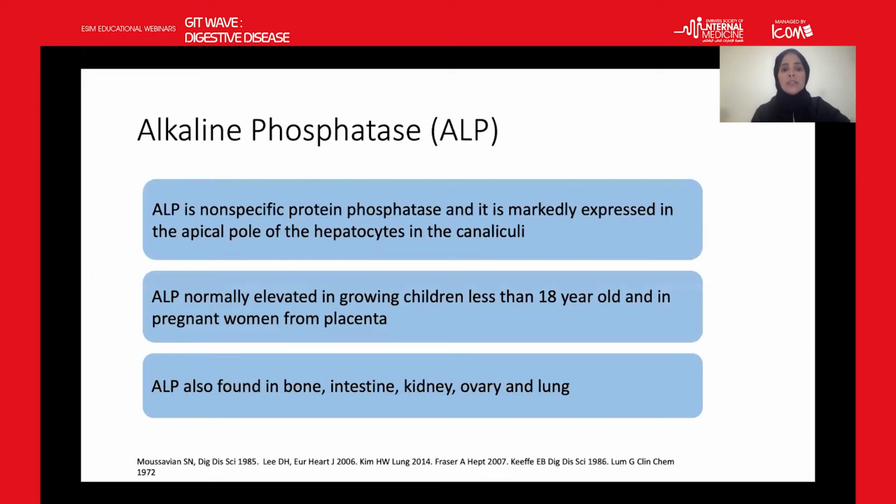Alkaline phosphatase is a non-specific phosphatase, which is markedly expressed in the apical pole of the hepatocyte, in the canaliculi. Alkaline phosphatase could be normally elevated in growing children below 18 years, and also in pregnant women, from the placenta. Also, alkaline phosphatase could be found in the bone, intestine, kidney, ovary, and lung.